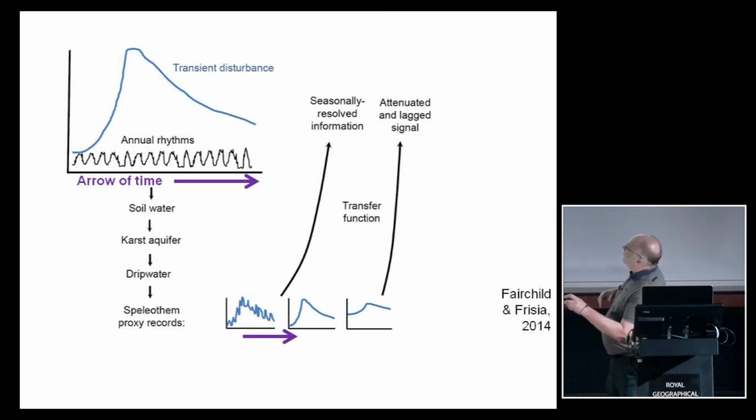So here we've got above ground, let's say these are annual rhythms of change, and that's a signal that passes down into the subsurface. Or there may be some disturbance, maybe a forest is cleared overhead of a cave, and that causes some longer-term change that gradually recovers.